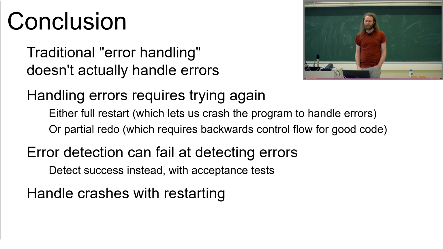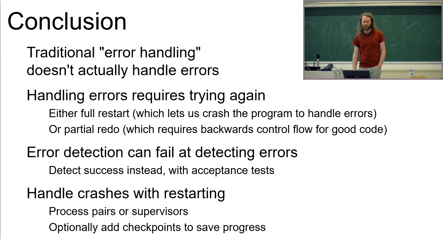And if you are able to handle crashes with either process pairs or supervisors, then you're able to handle basically any error, because you can merge any error into a crash: pretend like it crashed because we actively crashed it. And then you are able to handle it with the automatic restarting mechanism and you're already back up and running. Optionally, you can add some checkpoints to save your progress, but there's again a perfectly reasonable argument that the checkpoint might be corrupt, so don't do that, because what's the point of a possibly corrupt checkpoint?